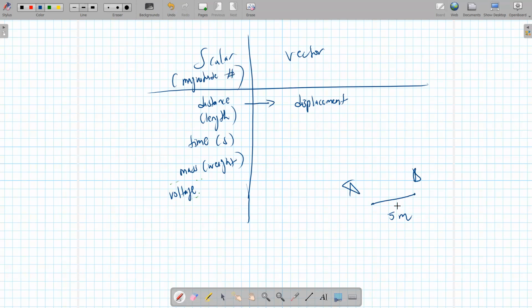But if you say 5 meters east, that's something called a displacement. The displacement from A to B is 5 meters east, okay? It's a distance with a direction. Cool. Another idea is velocity, speed. Let's say 5 meters per second. This is speed, 5 meters per second. The vector equivalent of this is something called velocity, 5 meters per second east. Okay. Something that has a magnitude as well as a direction. That's something that we called a vector. Cool.